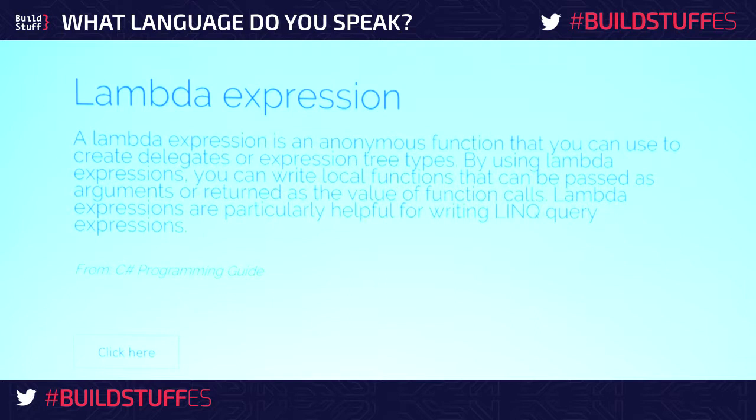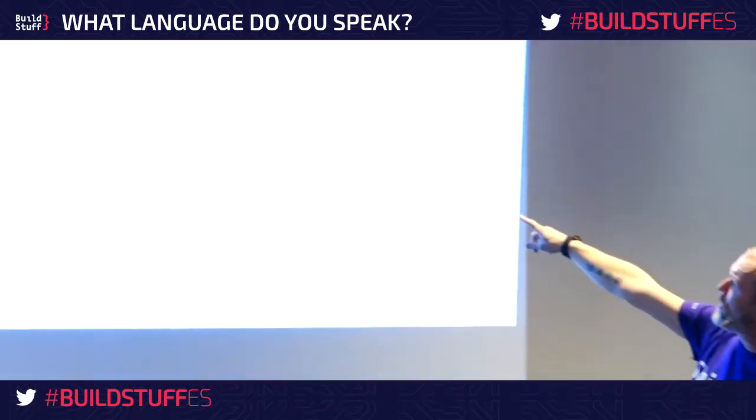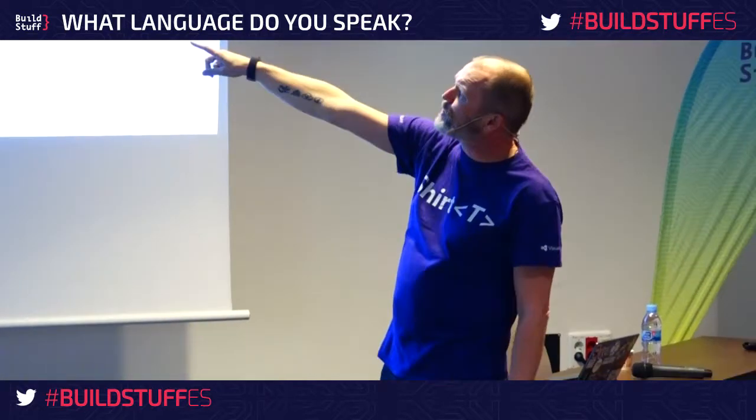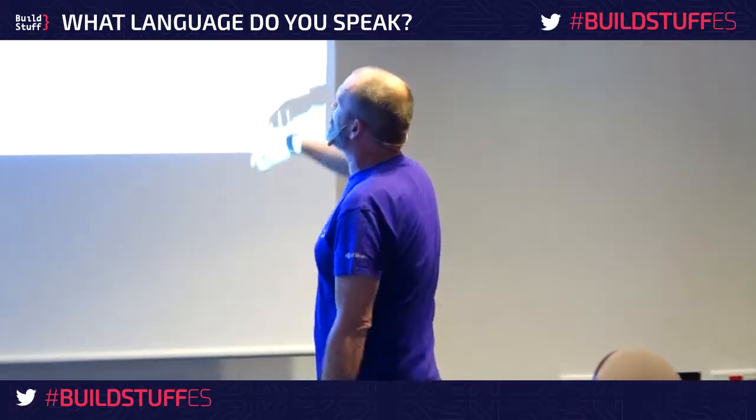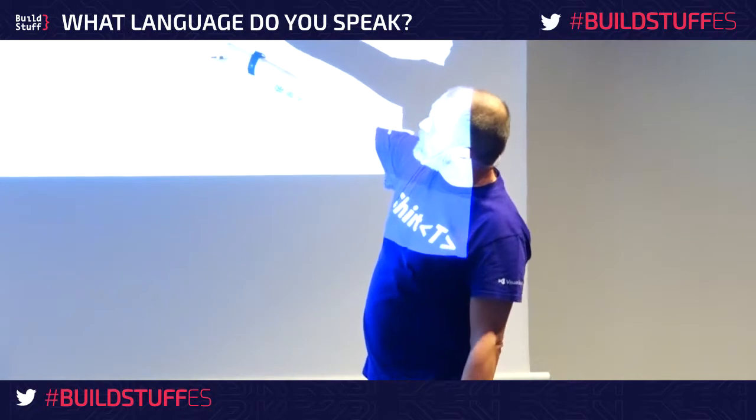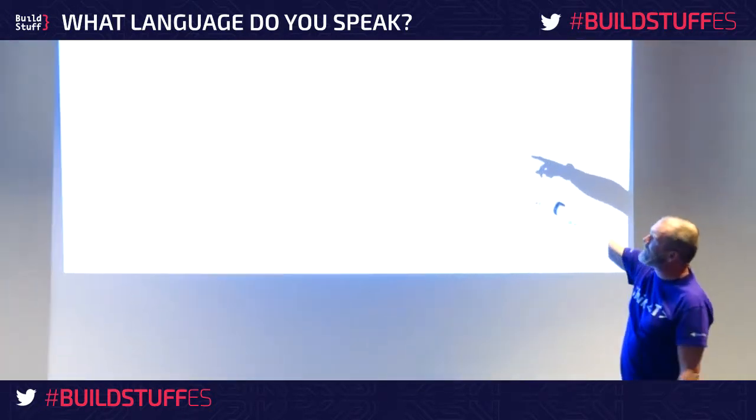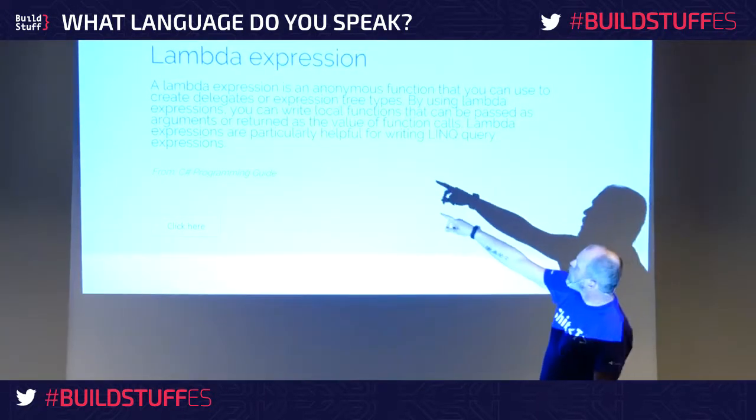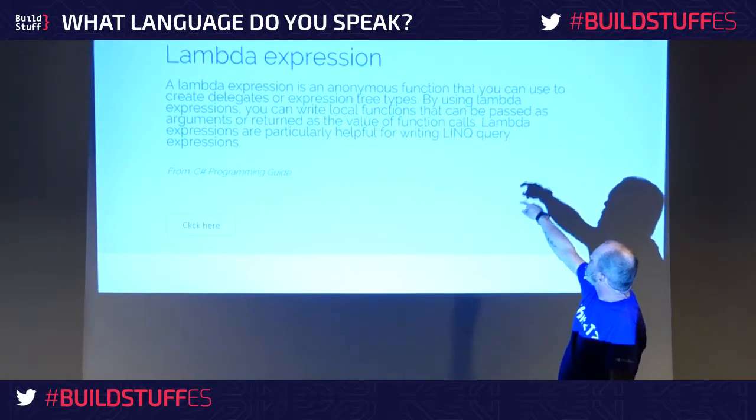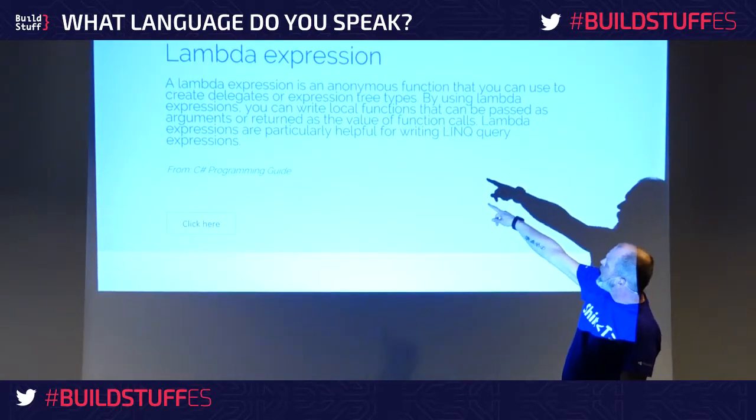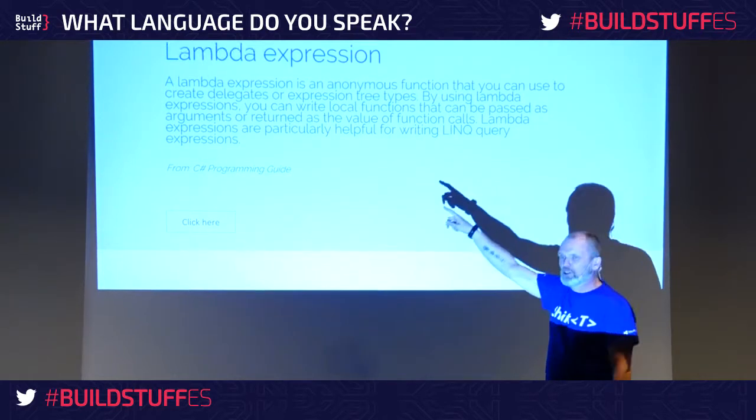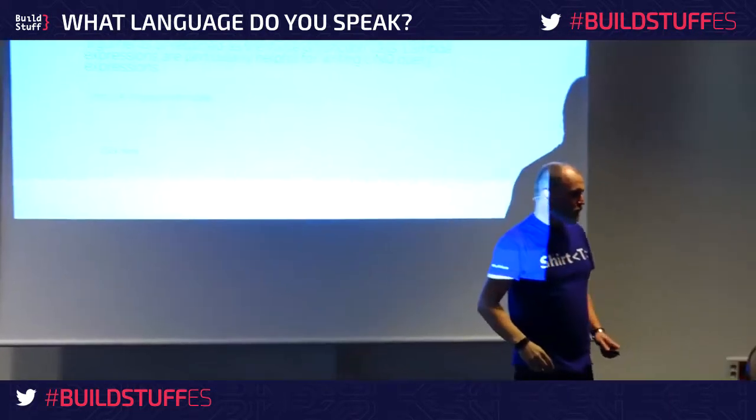This is basically a definition. This comes out of the C# programming guide, by the way. A lambda expression is an anonymous function that you can use to create delegates or expression tree types. By using lambda expressions, you can write local functions that can be passed as arguments, which is very important, or returned as the value of a function call. So lambda expressions are particularly helpful for writing LINQ query expressions. That is only a subset of what they're useful for.